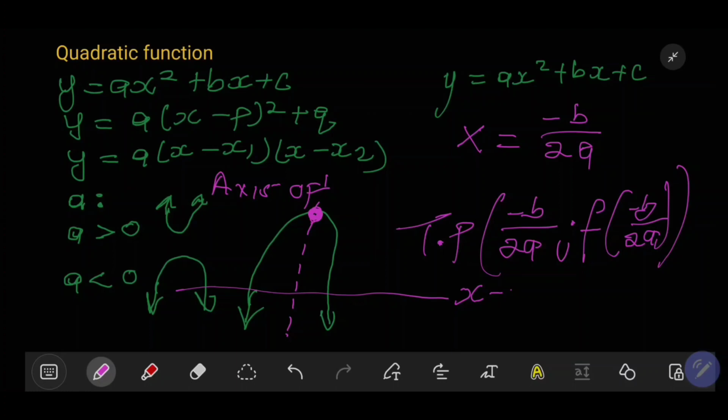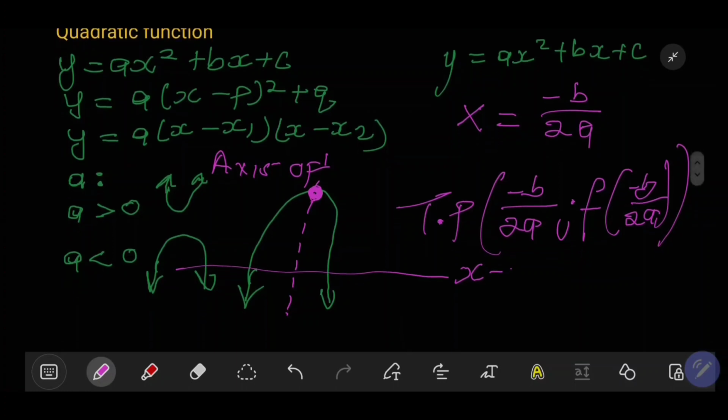So this is the effect of b. This is the first effect of b. b helps us to get the x turning point of the parabola, or the axis of symmetry. The other effect, we'll talk about it later.